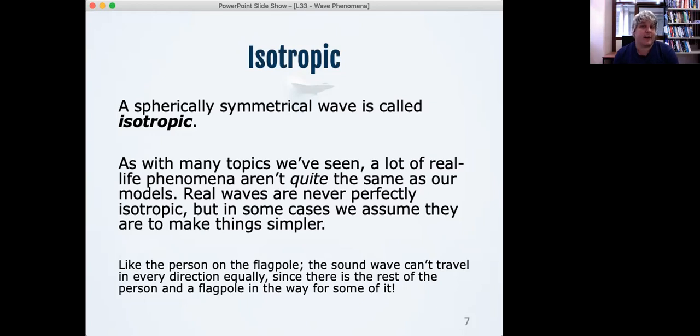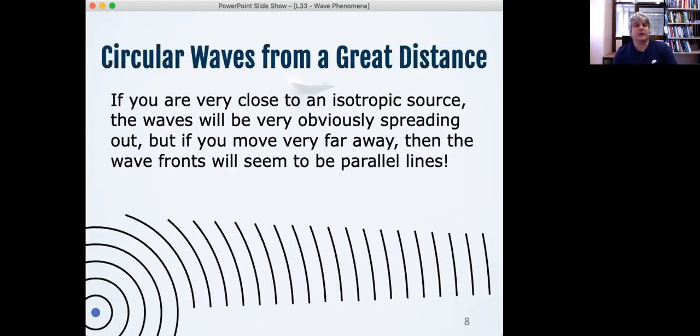So even though in reality that isn't isotropic, we could use the model of it being isotropic, because if you were to go and sit a kilometer away or some distance away where you can still hear the clap, then that would effectively be isotropic for the purposes of your observation, because you're not directly underneath the flagpole, and that's the only bit that's not isotropic. You could treat it as isotropic.